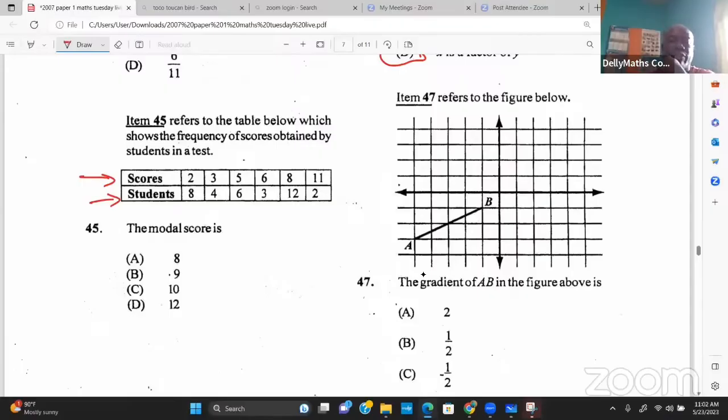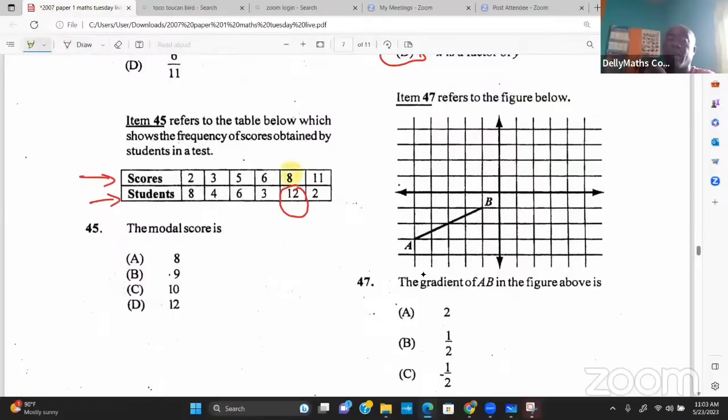8 students get 2, 4 students got 3, 6 students got 5, and it goes on. So the question says the modal score. Modal score. So which one of these occurs the most? So we're looking here, we got 12 students, right?